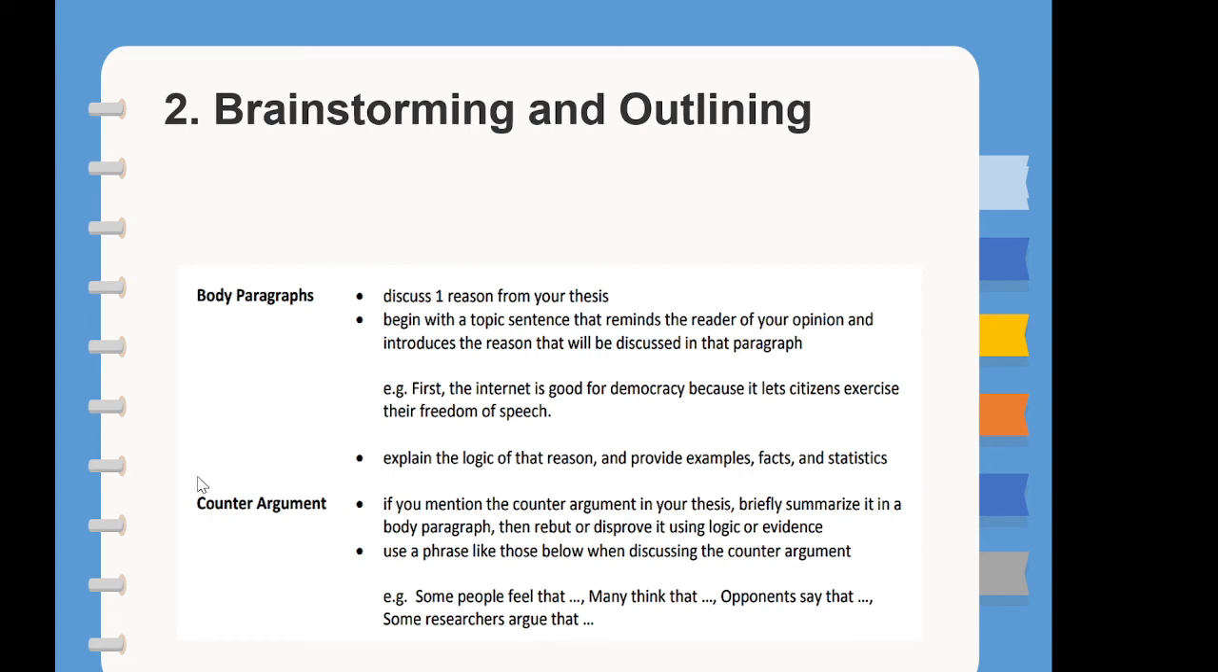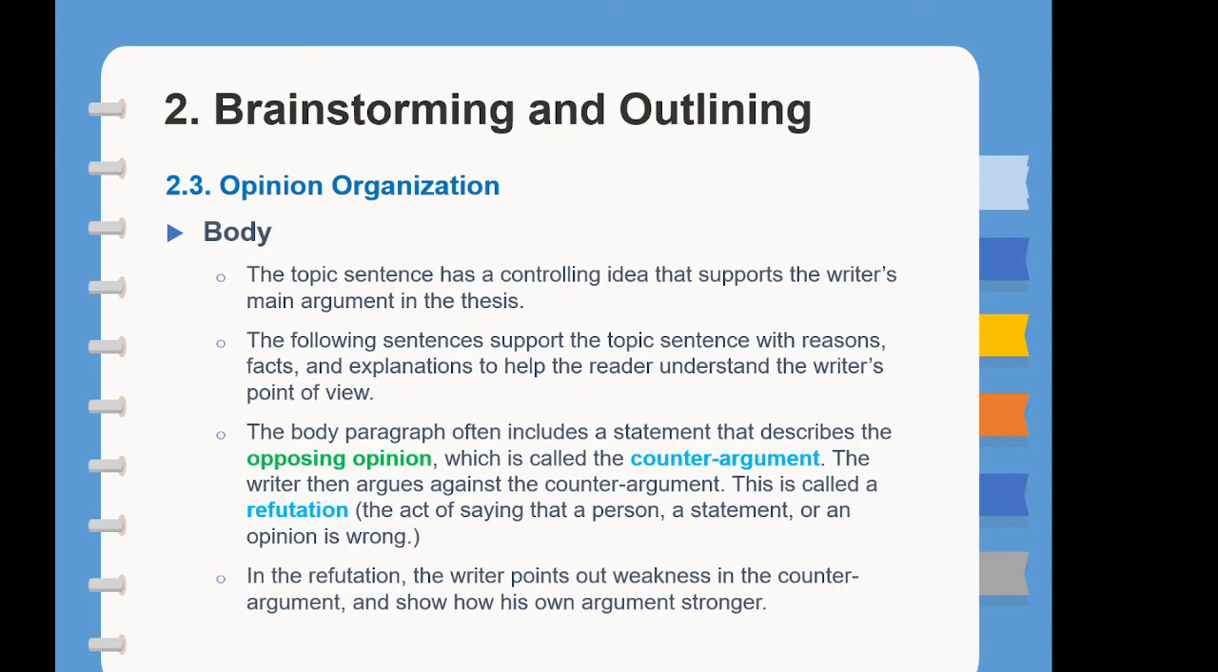Counter argument. You see here, counter argument. If you mention the counter argument in the thesis, briefly summarize it. This is how to write the counter argument. You might ask, teacher, how can I get the idea of the counter argument? The counter argument can come from your thesis, it can come from the topic. I can move back a bit here to the example. You can restate this.